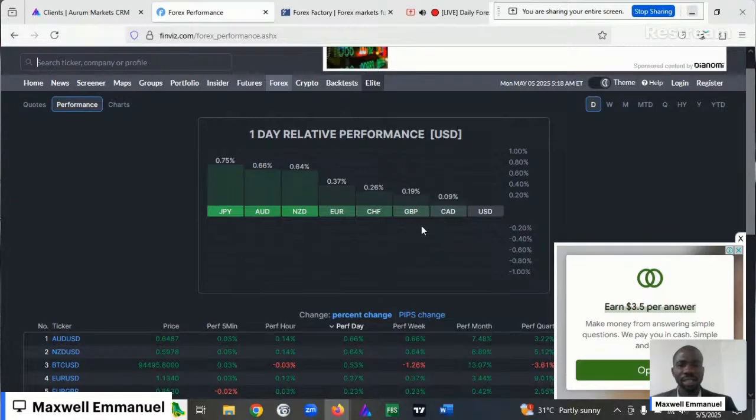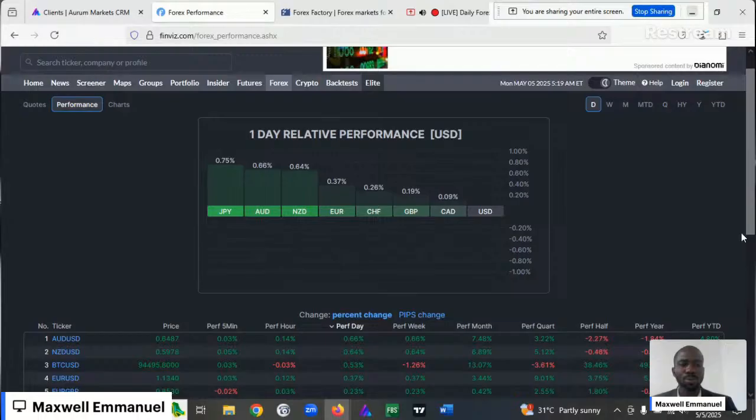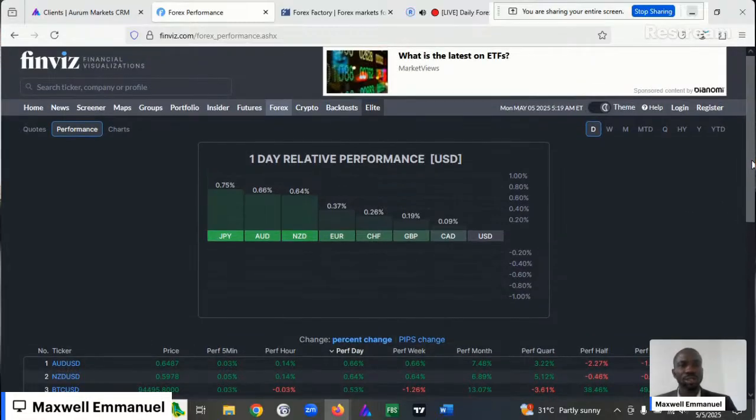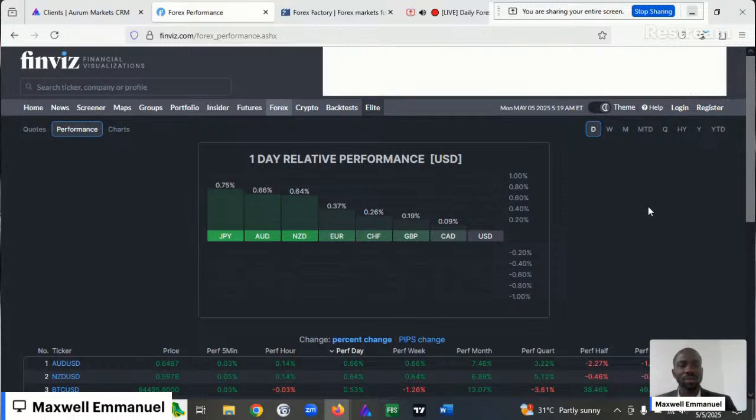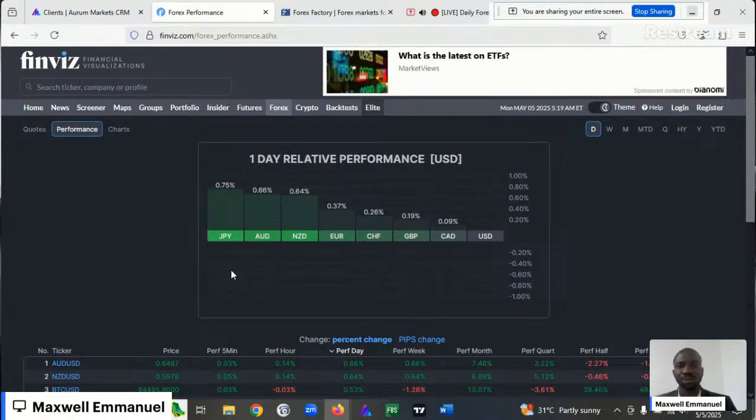Then next is GBP. So these are the strongest and these are the weakest. All you need to do is pair the strongest with the weakest. But you need to ensure that you see your bullish setup or your bearish setup on the chart before you take the trade. Don't just rely on the data you have on Finviz. Ensure that you know the trend for the day and you see your setup on the chart before you come to Finviz to know the strength. If it's in confluence with the other flow, then you can take the trade. I hope that is clear.